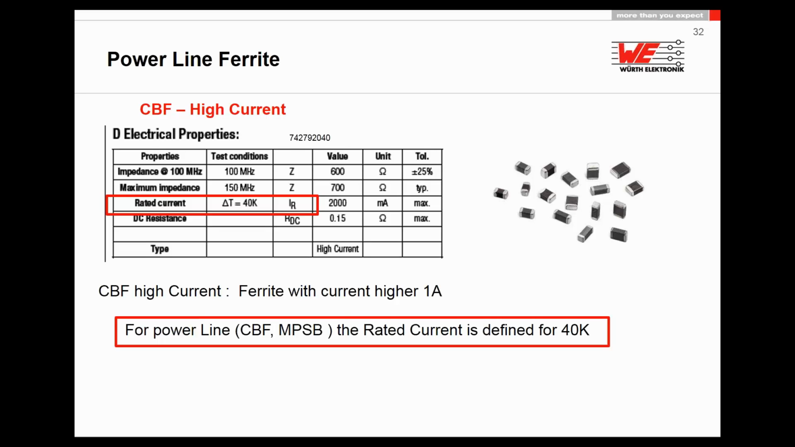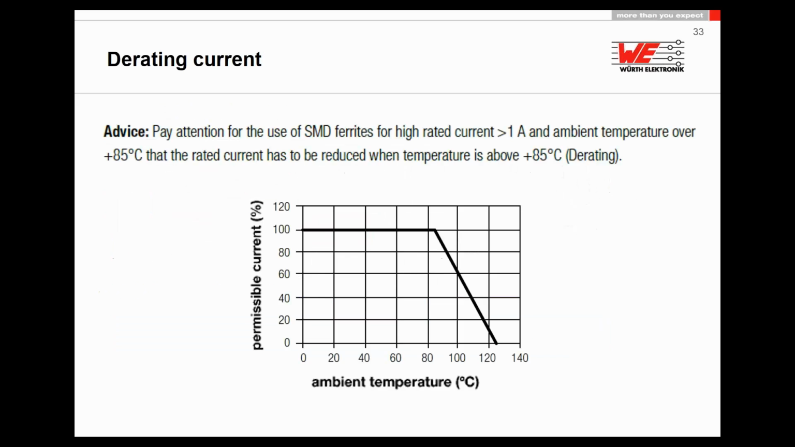It means if you apply 2 amp to this ferrite bead, it will have a self-heating of 40 degrees Celsius above the ambient temperature. So this is 40 Kelvin additional to the ambient temperature. That means you have to take care: if you have an ambient temperature like 85 degrees Celsius, you can still apply the maximum current.